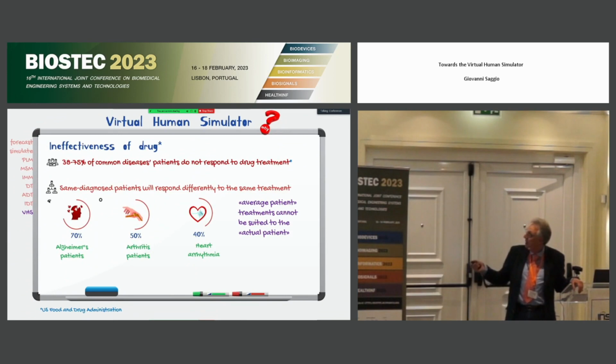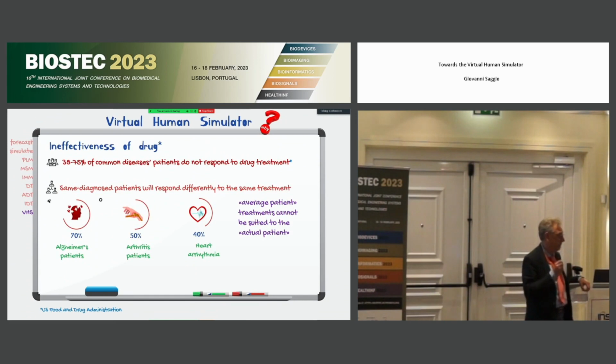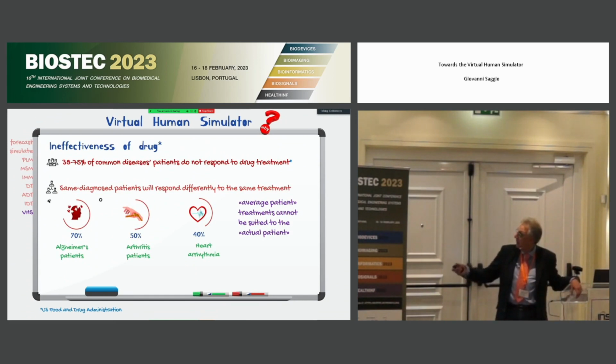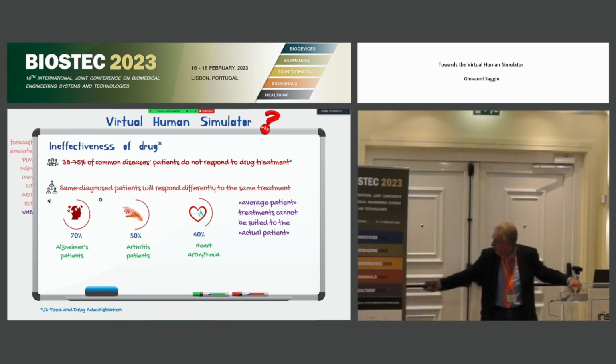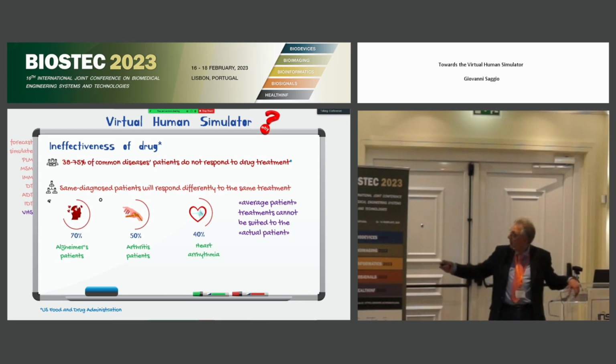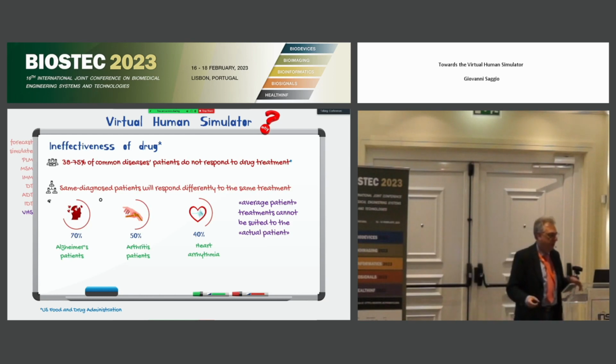So, why the virtual human simulator? For many, many reasons, but the most relevant ones are the ineffectiveness of drugs, from 38 to 55 percent. I'm not saying this, the US Food and Drug Administration says this. Of common disease patients, many do not respond to drug treatment. It's a huge problem, so it means that we have to realize a personalized medicine. Otherwise, it doesn't work. And the personalization can be made only with a digital twin of each patient.